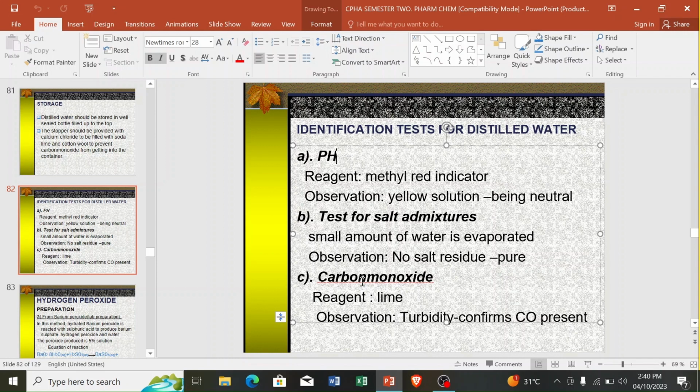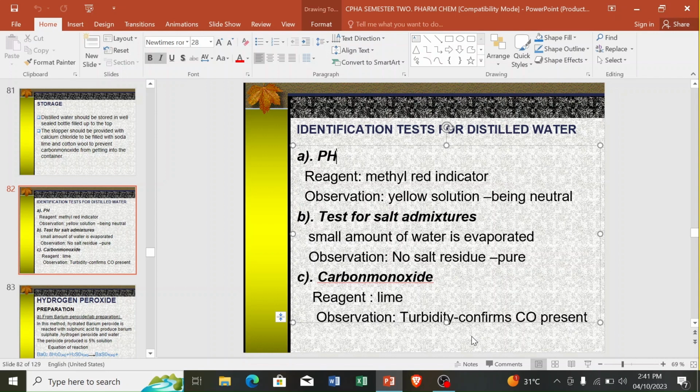With carbon monoxide, we are going to use a reagent that is lime. This lime is our lime water, or another person can say calcium hydroxide. Observation for this, we are going to see a turbidity formed, or a turbid solution, or a cloudy solution. When a cloudy solution or a turbid solution is formed, it confirms the presence of carbon monoxide. And then, if there is no change, we shall say carbon monoxide absent.